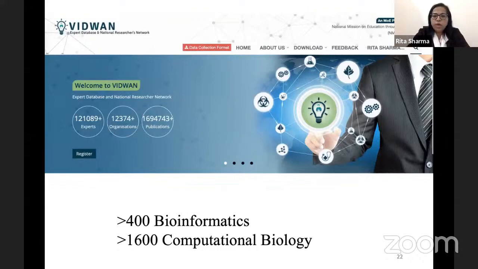So if you search bioinformatician or computational biologist, you will know how many bioinformatics people are working in the country, so that if you are looking for a collaboration, you would get them domain wise as well as geographically wise, where they are located, how many of them are in central universities, state universities, private universities, so that you can find the right fit for collaboration.